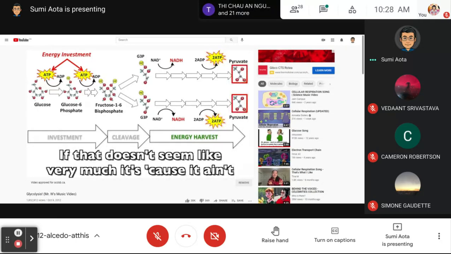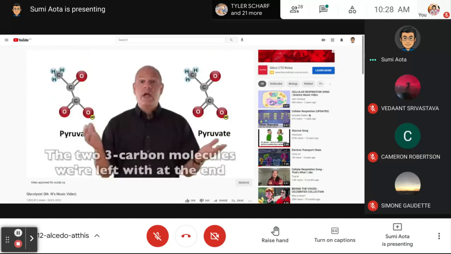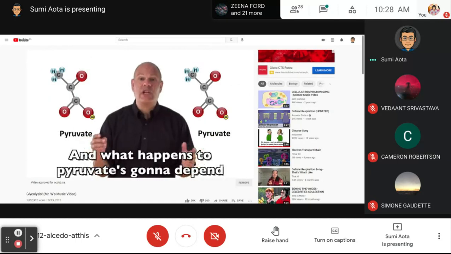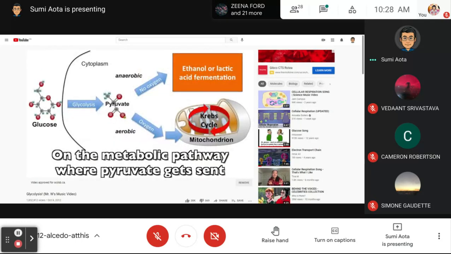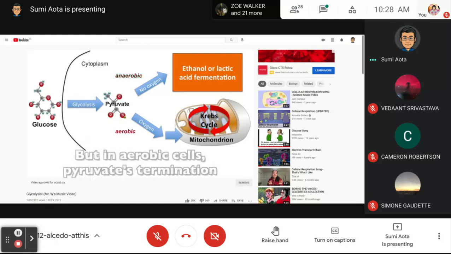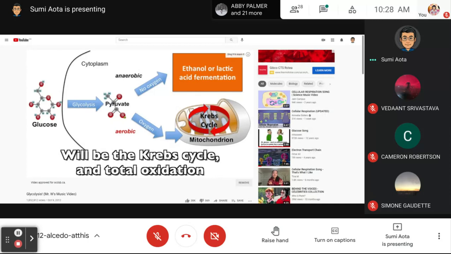If that doesn't seem like very much, it's 'cause it ain't. There's tons of energy left in pyruvate, the 2, 3 carbon molecules we're left with at the end, and what happens to pyruvate's going to depend on the metabolic pathway where pyruvate gets sent. If it's anaerobic, it'll be fermented, but in aerobic cells, pyruvate's termination will be the Krebs cycle and total oxidation.